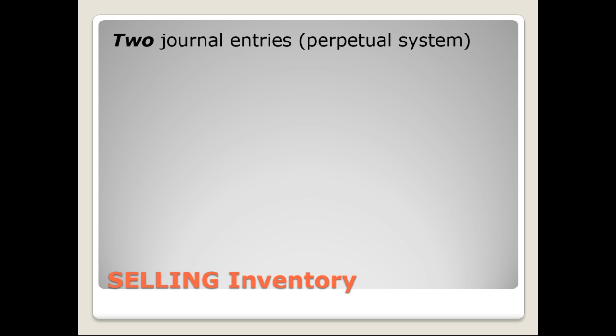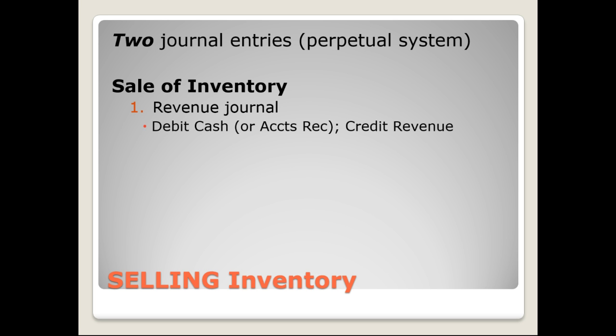The first entry when we sell inventory is a revenue journal. So we will debit cash or accounts receivable, however our customer paid for it, and we will credit the sales revenue or service revenue account. This is based on the price we sold it for. Remember, revenue is based on the sales price to the customer.